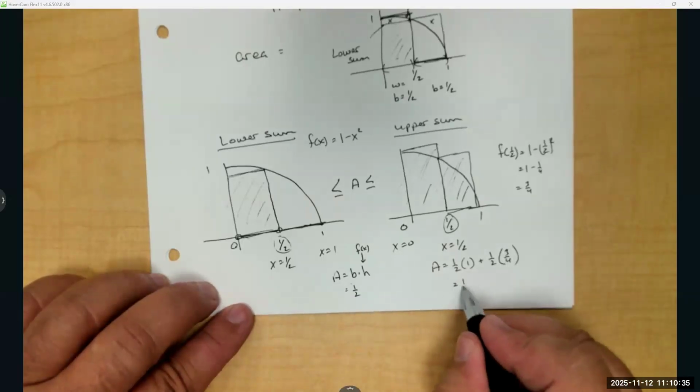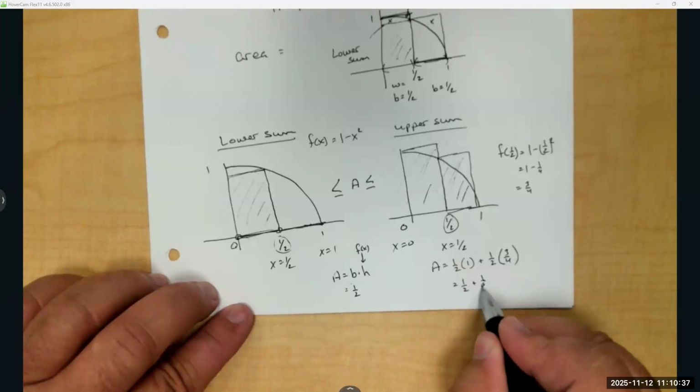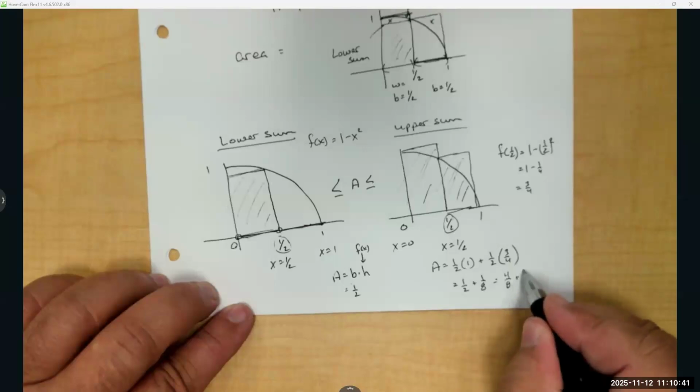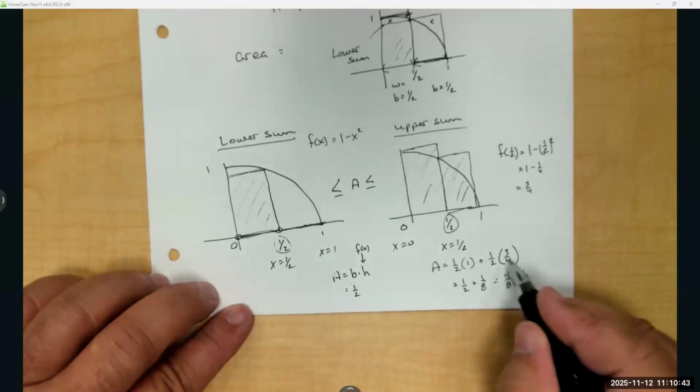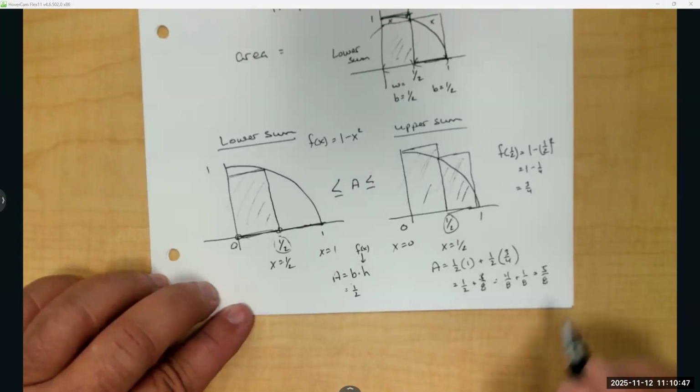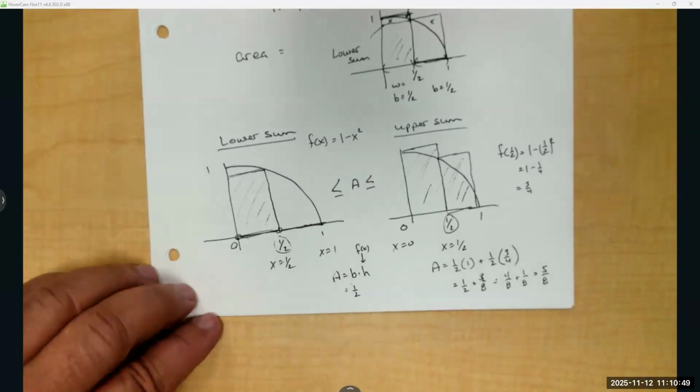So it's 1/2 plus 1/8 gives us 4/8 plus 1/8, which is 5/8. So our area is 5/8.